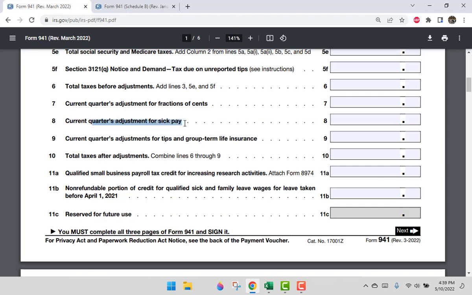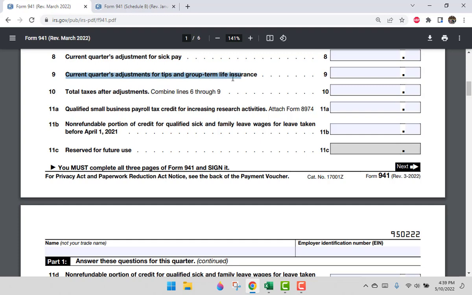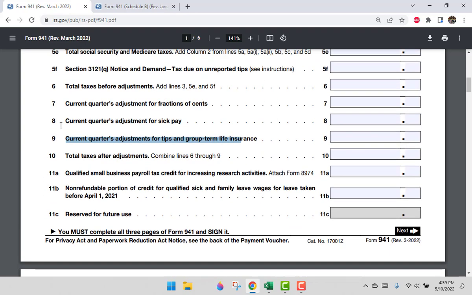So they created a line for that. Current quarter's adjustments for tips and group, same problem, right? Same annoying thing, we're just multiplying something by a rate in two different ways, and we have to also create a line. So these are wasted lines right here. This is all pennies adjustments that are just annoying people to get things completely accurate. That's actually what's going on.